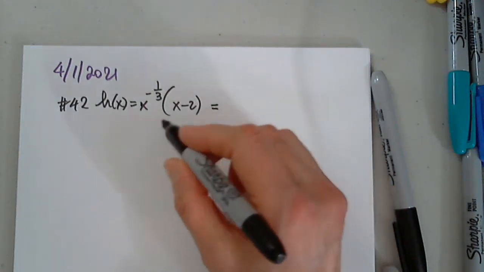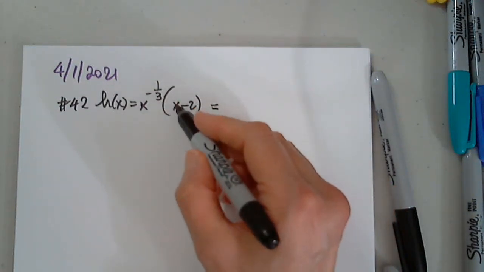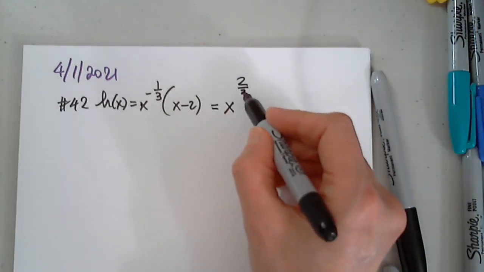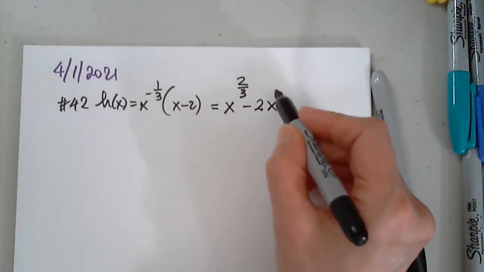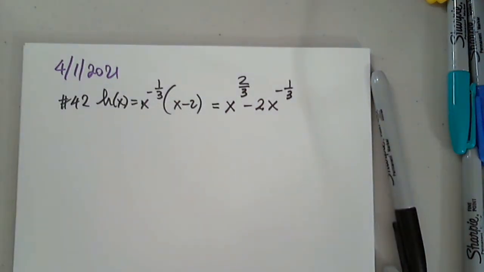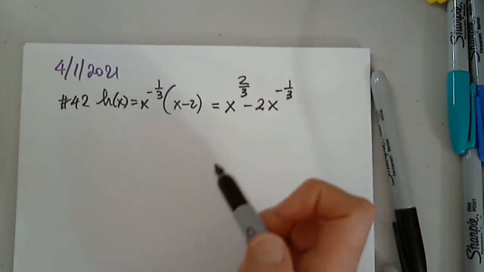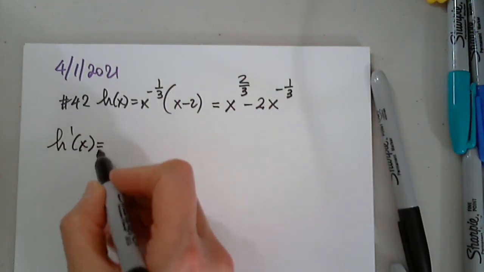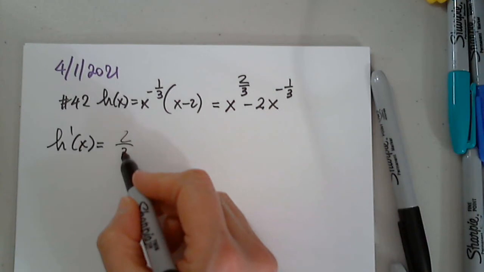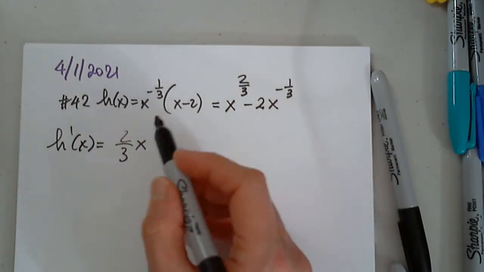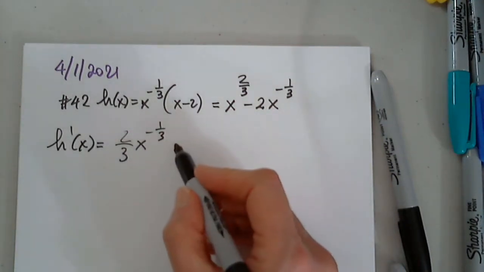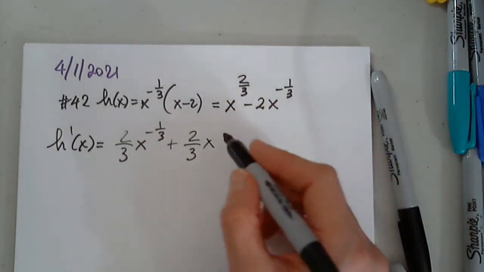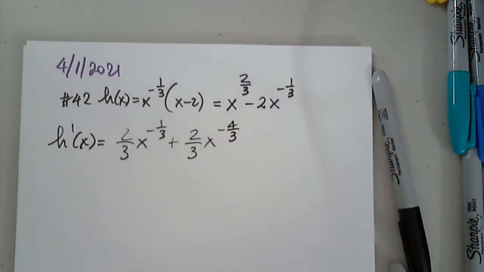Numbers, I will distribute first. x to the negative 1/3 times x is x to the negative 1/3 plus 1, which is 2/3, and minus 2 x to the negative 1/3. I'm not afraid of the product rule, but why, when this is much easier? So then I find h prime of x, which is 2/3 x to the 2/3 minus 1, which is negative 1/3, and then plus 2/3 times x to the negative 1/3 minus 1, which is negative 4/3.